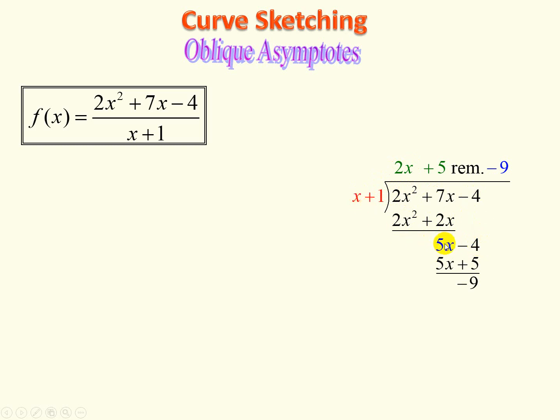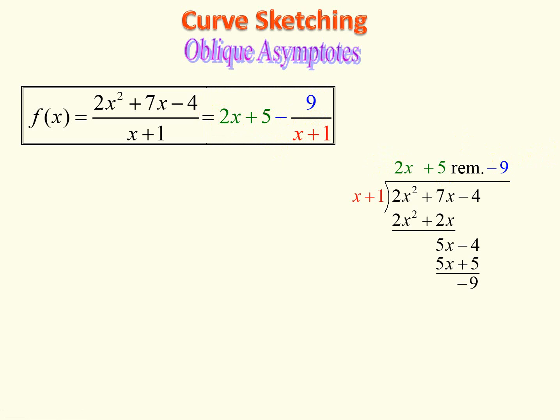We divide x into 5x, gives you 5. Multiply 5 times x plus 1 gives you 5x plus 1. Subtract, and that's as far as we can go because there's nothing to bring down. So now we have separately, like a whole number, I guess you could say, is 2x plus 5, and the remainder minus 9, which still has to be divided by x plus 1. So we write it that way: 2x plus 5 minus 9 still to be divided by x plus 1.